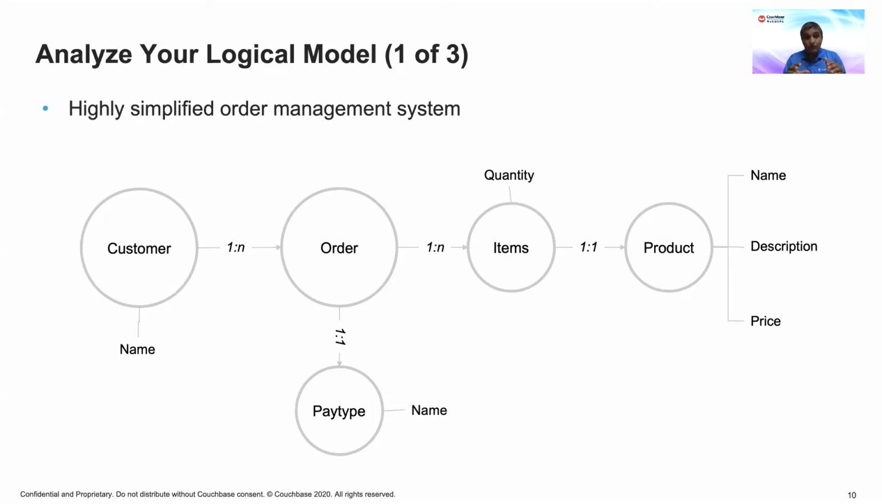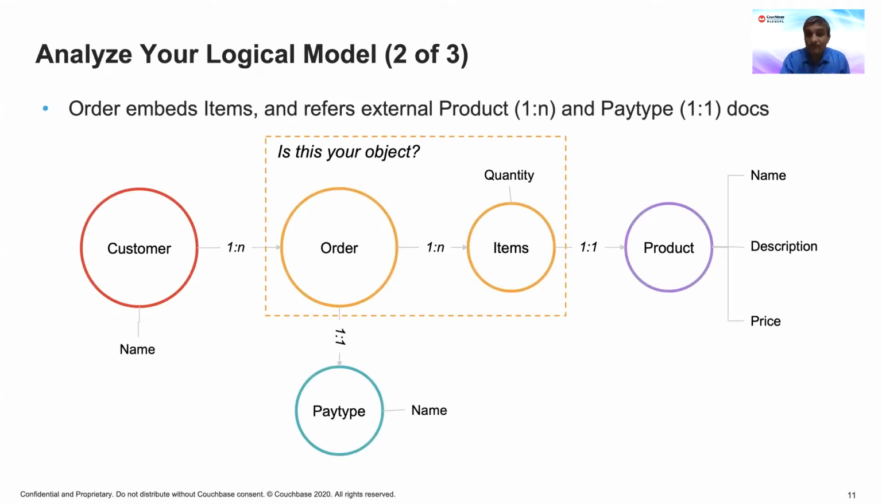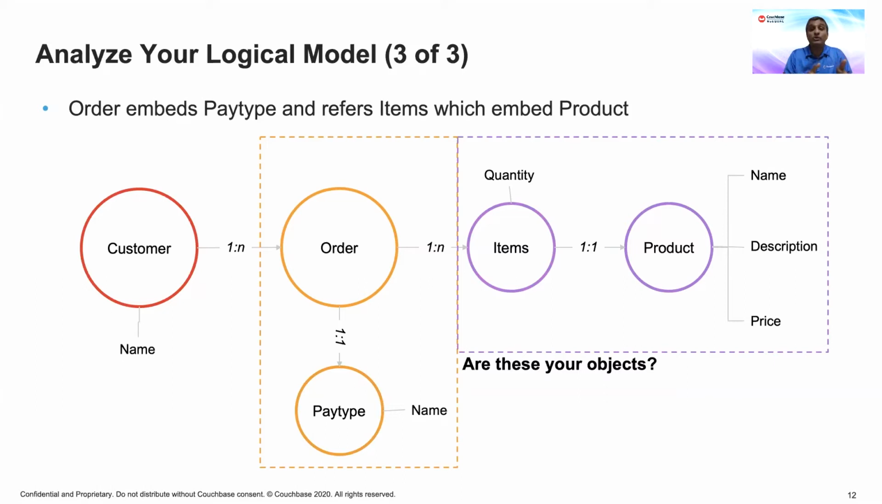Now, what logical model basically means here is, how are you going to group them? You identified your conceptual model. How am I going to group them logically? Which means now the choice of grouping order and items together to make an object, or the choice of having order and pay type together and items and product together. The choice is yours. How do you want to logically group them is what is defined under the logical data model. And this will actually impact your physical data model.